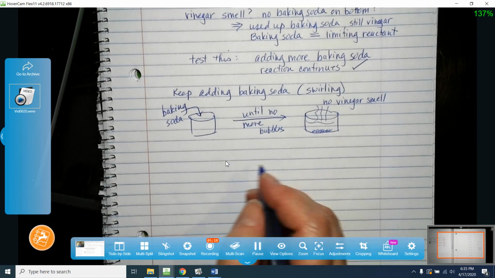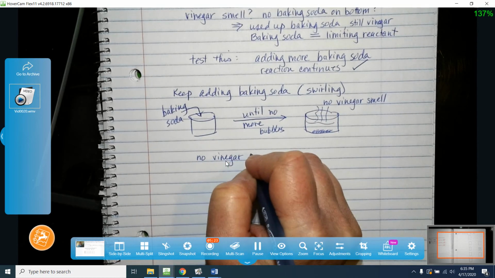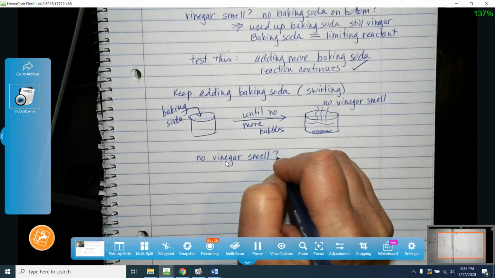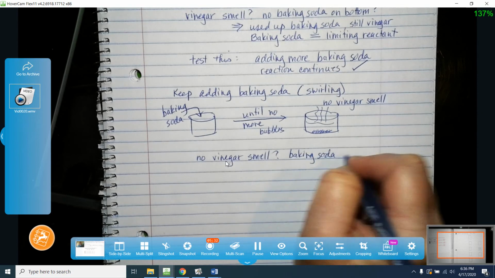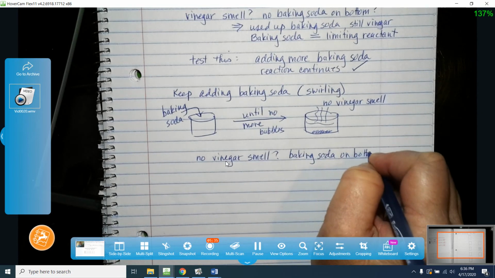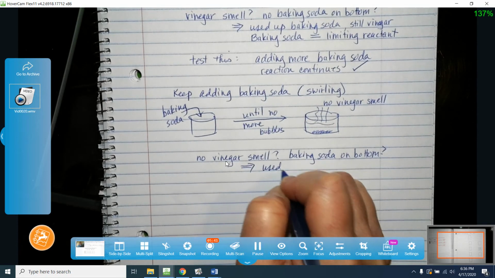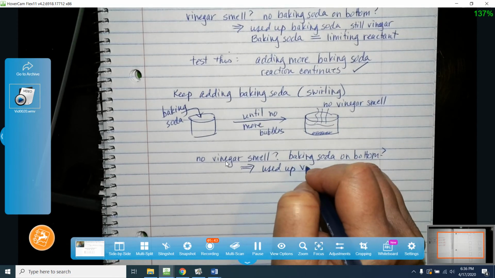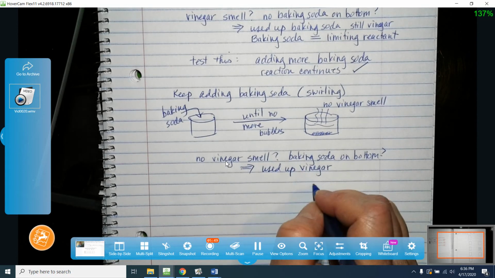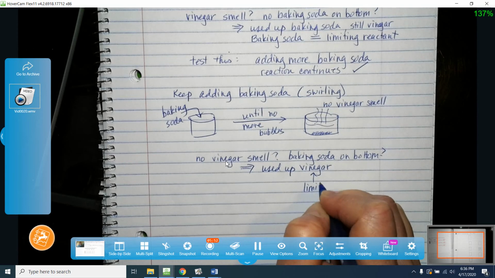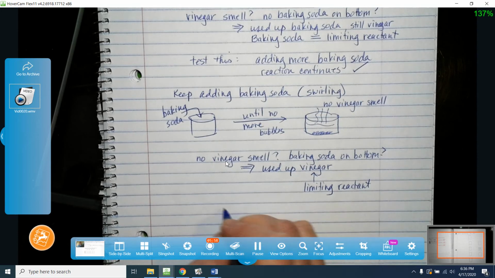Okay, so no vinegar smell. Okay, baking soda on the bottom. Okay, if you see that, that means you used up the vinegar. Okay, use up the vinegar. The vinegar now is the limiting reactant. Okay, and how do you check that?